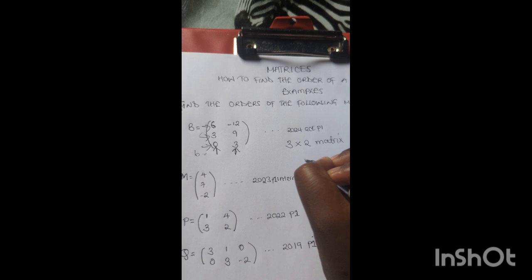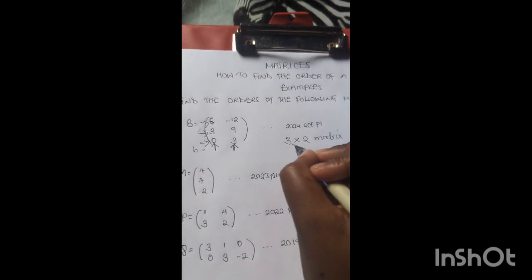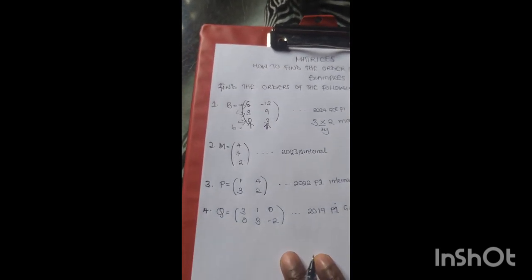Don't say 3 times 2, 6. No, leave it like this. It's a 3 by 2 matrix. In place of this, you can put the word by. 3 by 2 matrix. Very, very simple. You count the number of rows and then you count the number of what? Columns. Let's go to the next example from 2023 paper 1 internal.